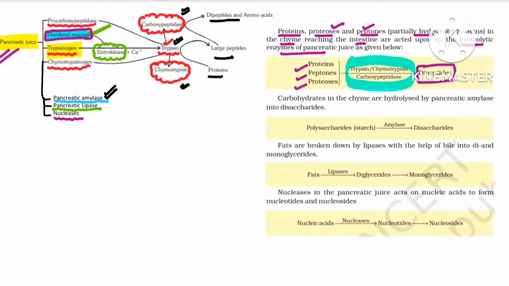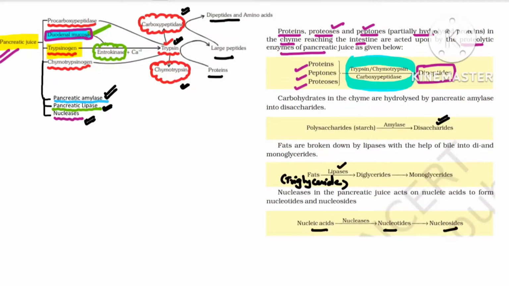Now you see here, pancreatic amylase will break down polysaccharides into disaccharides. Pancreatic lipase is the one which is breaking down fat. Fat is actually triglyceride. This triglyceride will be broken down into diglyceride and then into monoglyceride. Nucleases are the ones which are breaking down nucleic acid into nucleotides and finally into nucleosides.